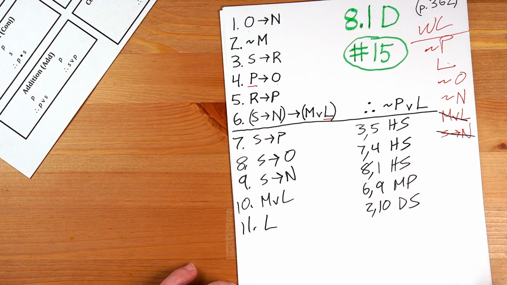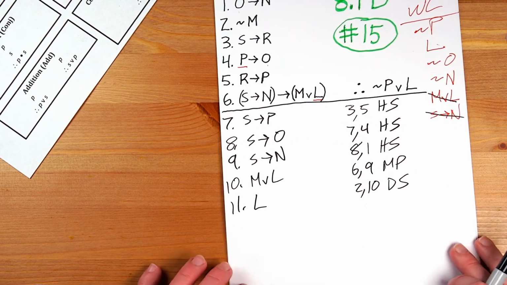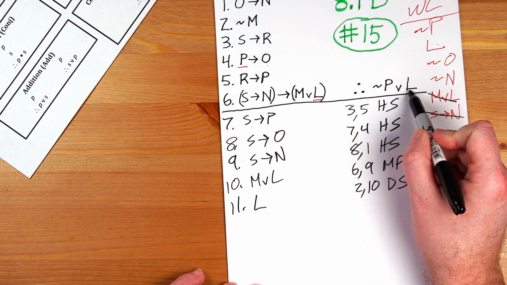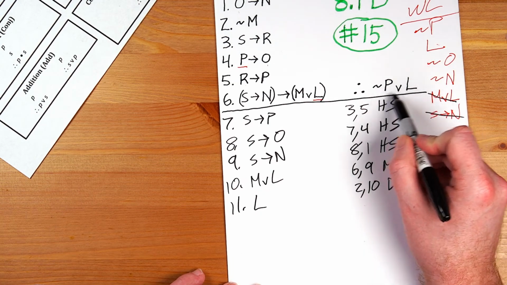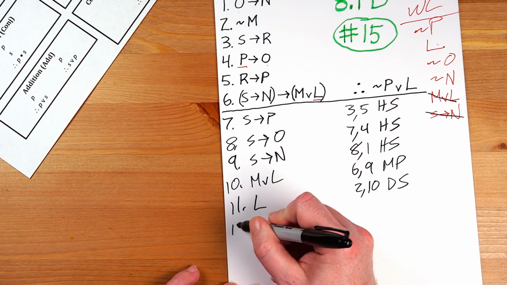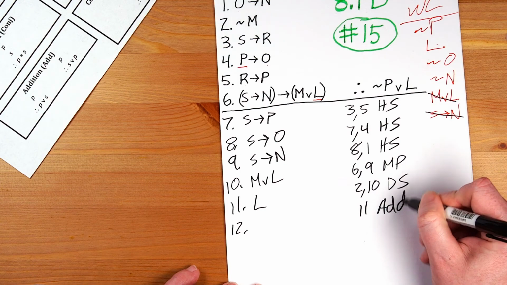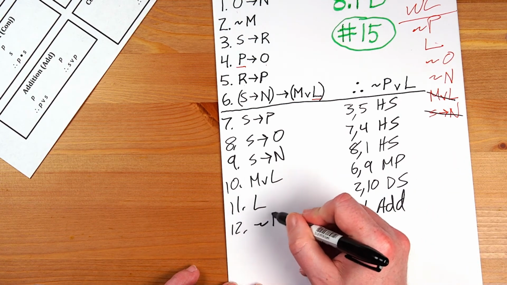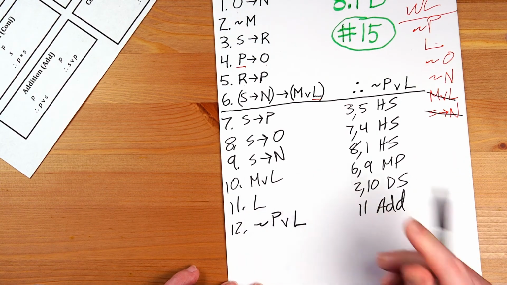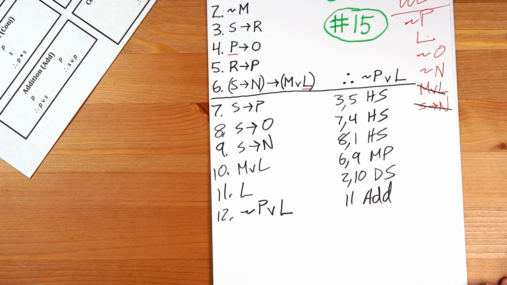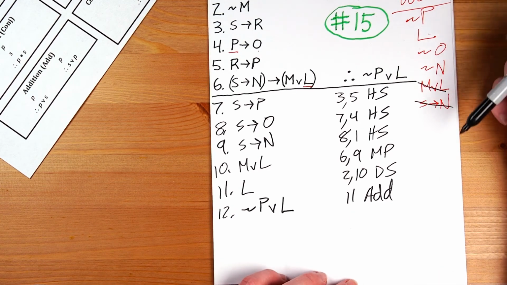So now we have L all by itself, and all we got to do is just add the other part of our disjunction. So we'll do that. It's 11 addition. And the result, not P or L. Awesome. That was a tricky one. We had to go down some different paths.